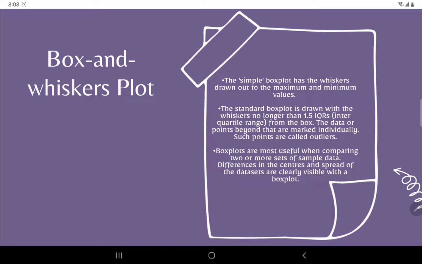Okay, and then second subtopic for this week is box and whisker plot. Okay, a box and whisker plot provides a useful graphical presentation, okay, of data using the minimum value, maximum value, first quartile, second quartile, third quartile, and second quartile is as the median. Okay.